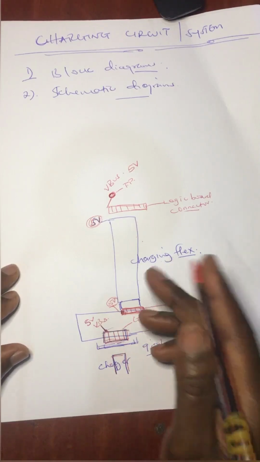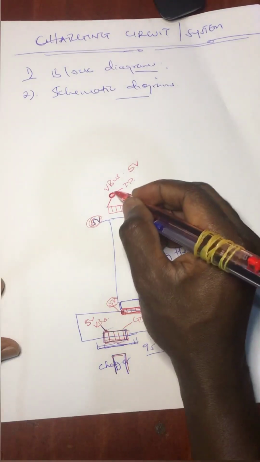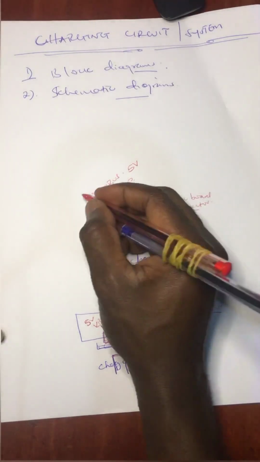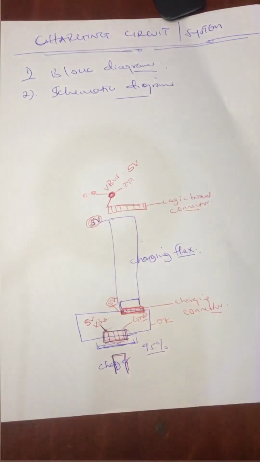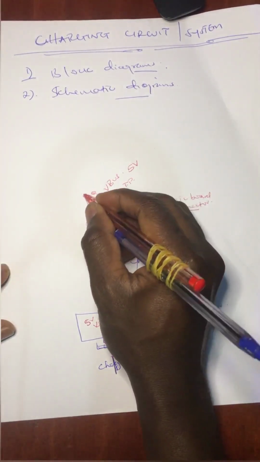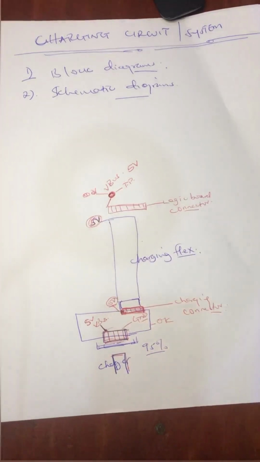So let's say in some instance you don't have the 5 volts right here. Can it happen? Yeah, it can happen, and you have 0 volts. You get? So it can happen and you have 0 volts. So what do you do?